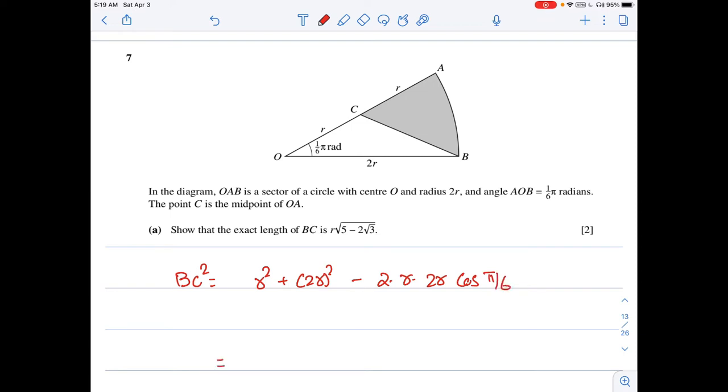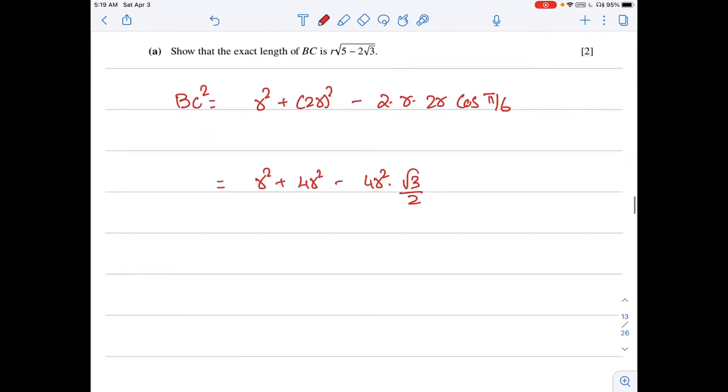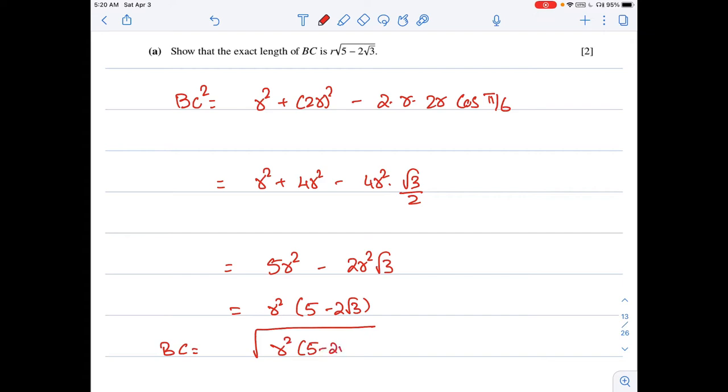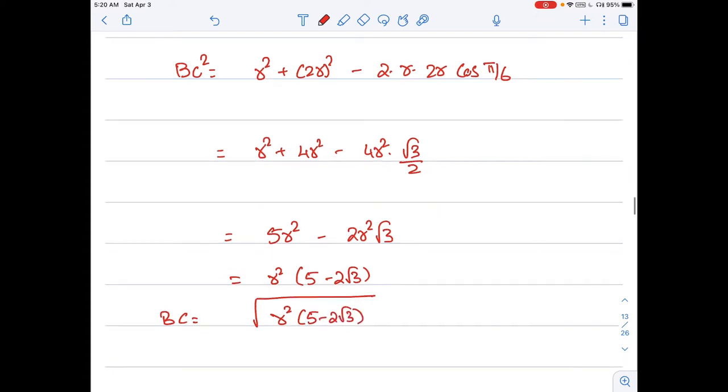From there I get r square plus 4r square minus 4r square cos 30 degrees, which is root 3 upon 2. So that gives me 5r square minus 2r square root 3. Taking r square common, it becomes r square times (5 minus 2 root 3). So this is the value of BC square. So BC will be the square root of this, which is equal to r times square root of (5 minus 2 root 3). This is the answer for BC.